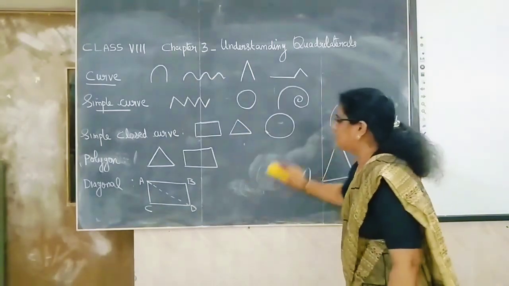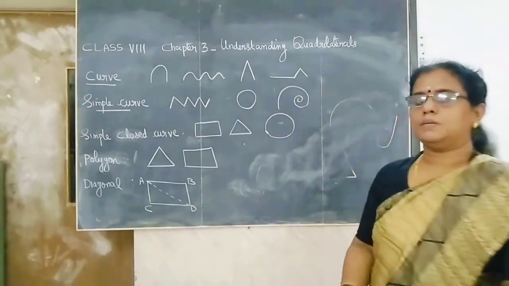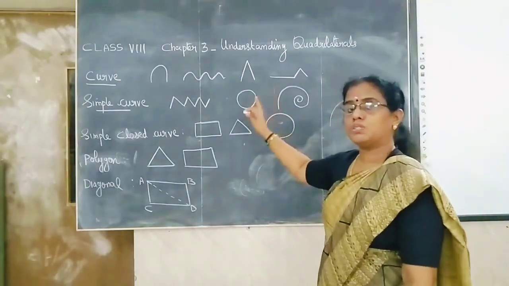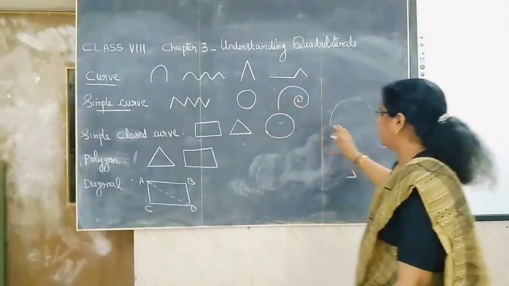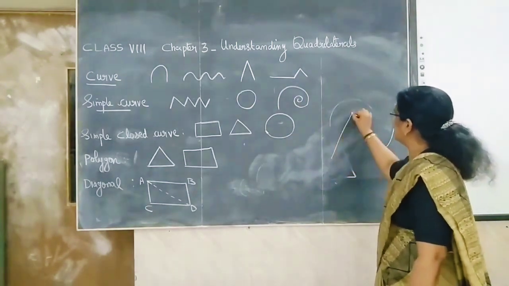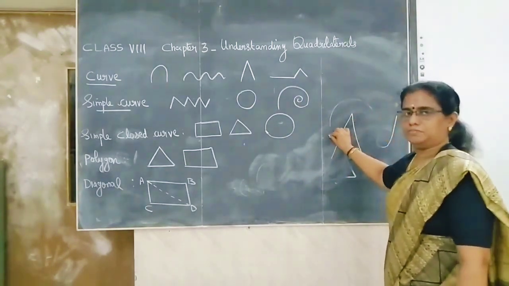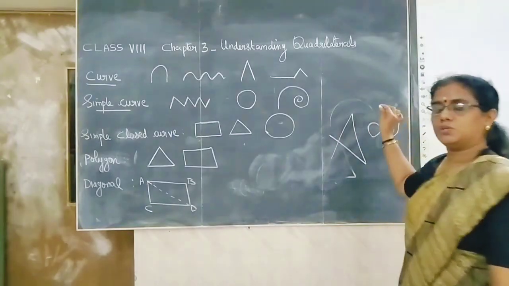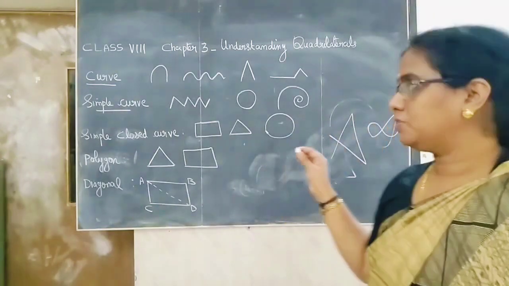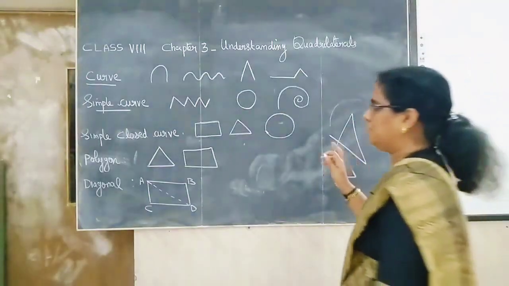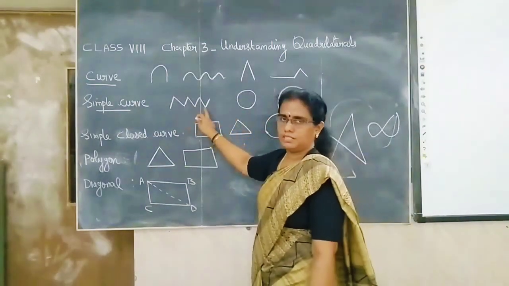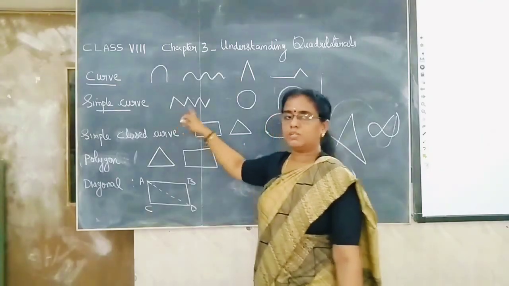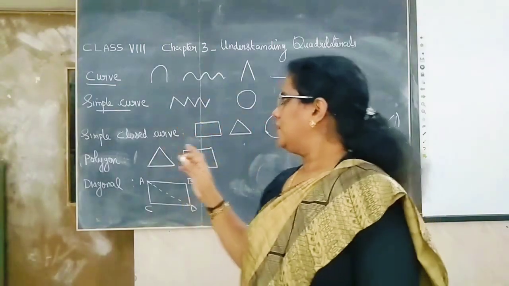Now, simple curve. A simple curve means a curve which does not cross itself. If it is crossing like this, it is not a simple curve. Or if it is crossing like this, it is not a simple curve. Therefore, a simple curve means the curve which does not cross itself. This is also a curve, but it is a simple curve. It does not cross itself.